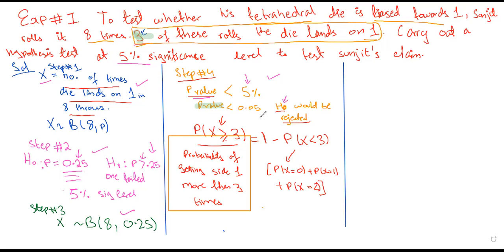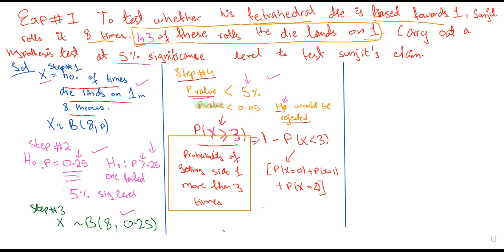And now it's time to talk about this p value. This p value would basically be a probability of what? Of your test statistic being greater than or equal to 3. And why did we use this 3? Because it was given in the question. 3 is the number of times you're getting side 1 in 8 rolls, right? Are you clear with this? Yes. Okay, I hope so.